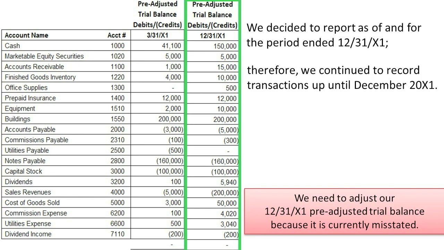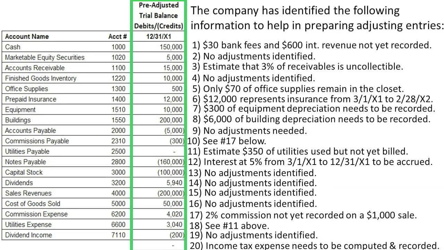We now need to adjust our December 31st X1 pre-adjusted trial balance because some of the accounts are currently misstated. By going through the identification process, we were able to determine that some of the accounts are misstated. These items 1 through 20 indicate what we learned. We will now use this information to go through these one by one as examples of how to determine what the adjusting entries are, post them, and then prepare the adjusted trial balance.